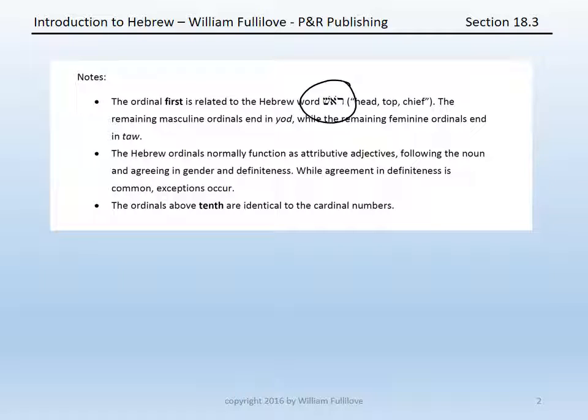Two, Hebrew ordinals will normally function as attributive adjectives, which means again that they will follow the noun and agree in both gender and definiteness. You should be aware, though, that while agreement in definiteness is common, exceptions do occur with ordinal numbers. Three, the ordinals above 10th are simply identical to the cardinal numbers you already know.